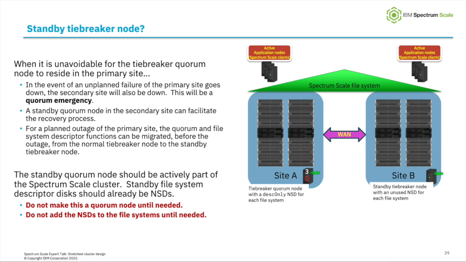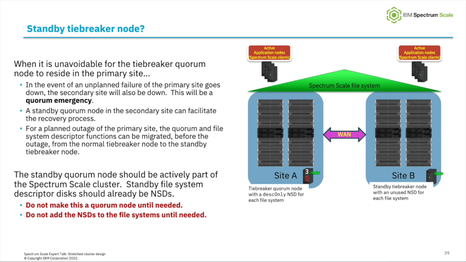What if you have planned maintenance on the primary site? You'll need to move the tiebreaker quorum node to the other site before the outage. And what I would recommend is that you consider setting up a standby tiebreaker quorum node ahead of time. It makes it easy to move that quorum function back and forth. If the primary site experiences an unplanned outage, you will still experience a quorum emergency at the secondary site, but the standby node will make it much faster and easier to recover.